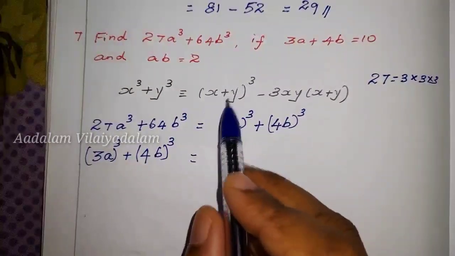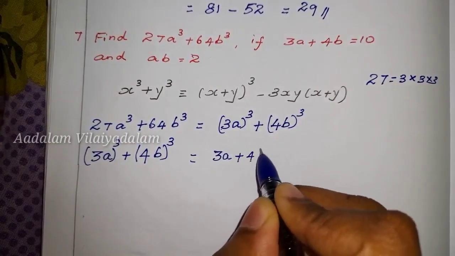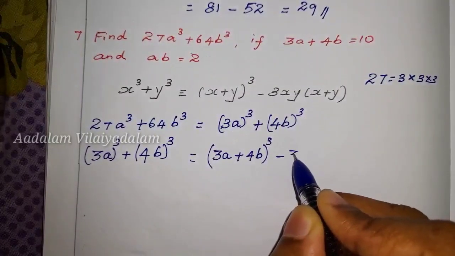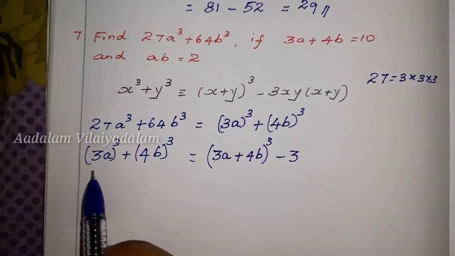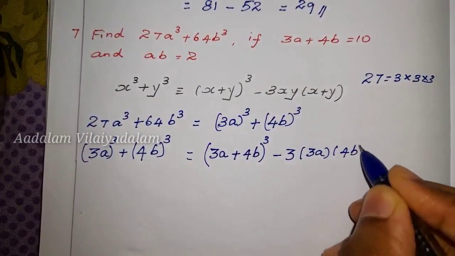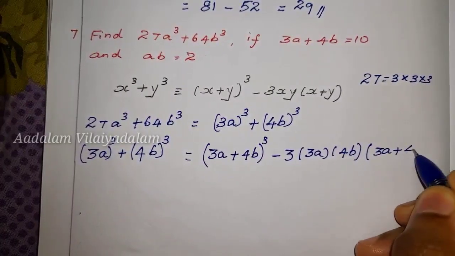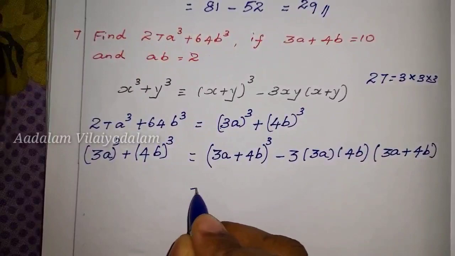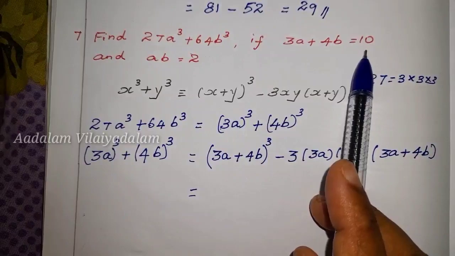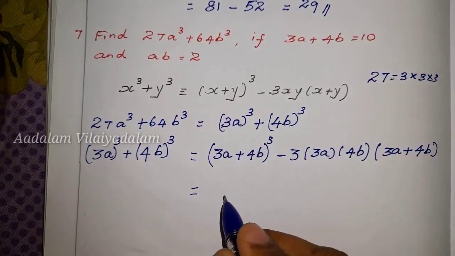Now substitute x plus y, that is 3a plus 4b the whole cube, minus 3 into xy, that is x value is 3a, the y value is 4b, into x plus y, 3a plus 4b. So already given here 3a plus 4b value is 10. That is the given value here. ab equal to 2.